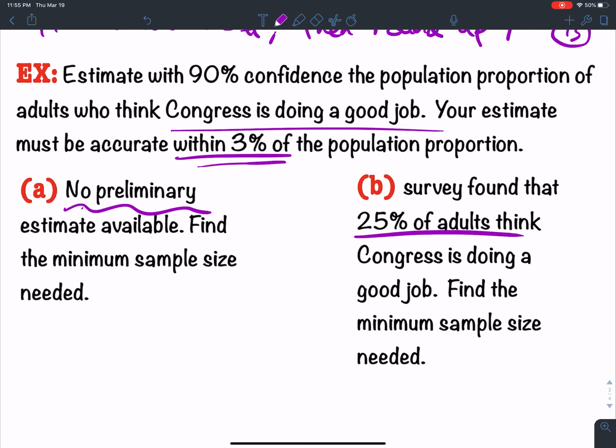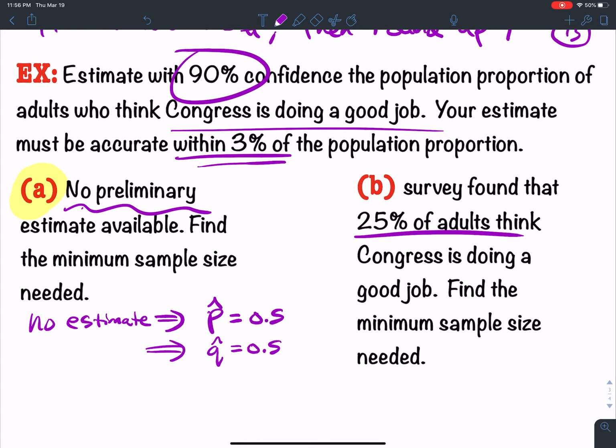Okay, so in the first scenario, part A, we have no preliminary estimate. If there is no estimate, then we assume there's a 50% chance of success, 50% chance of failure. That's what we assume. Just go right for it. 50-50 shot, just like flipping a coin. We don't know anything, so that's our best guess.